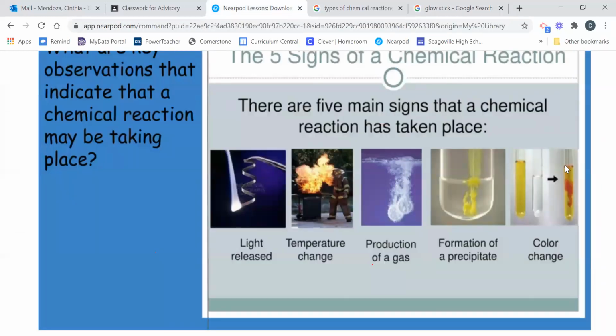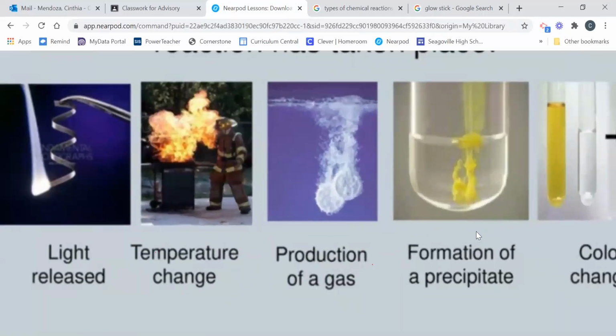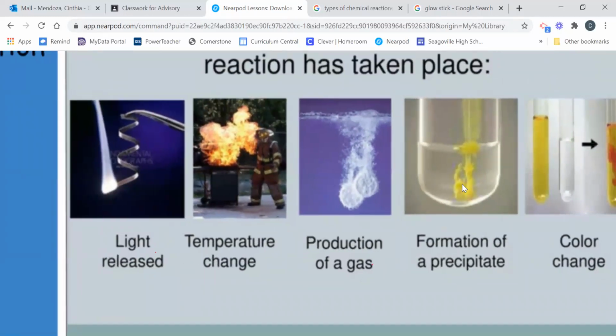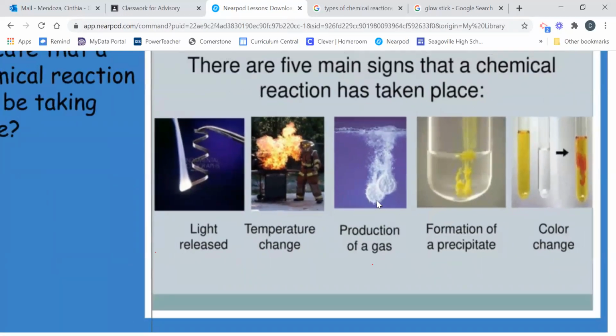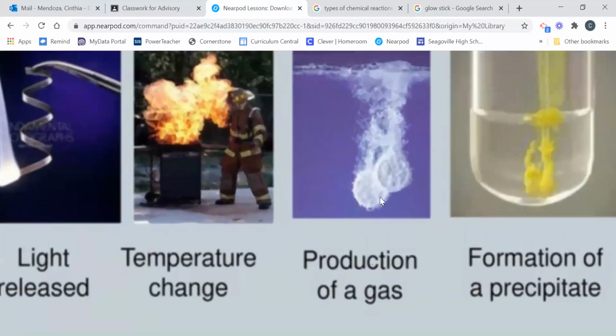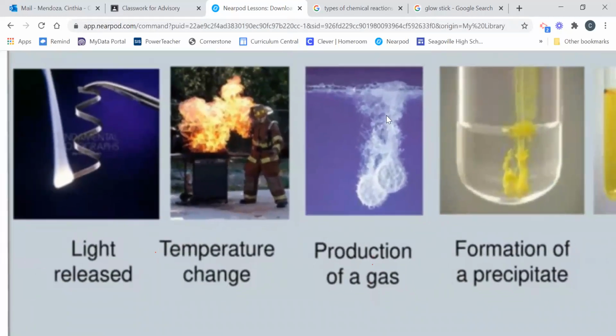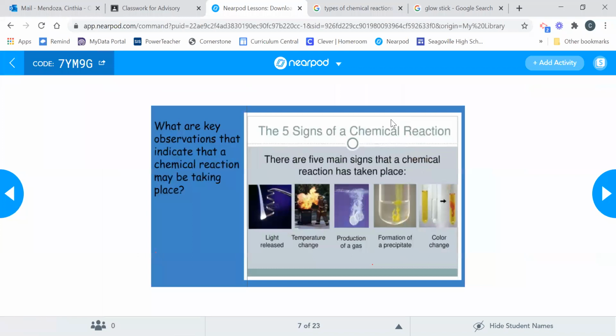And then color change, obviously. If you burn something or you cook something, the color is going to change. And then formation of a precipitate, that just means that a solid was being formed. If we mix two chemicals together and a solid is being formed, that's a chemical change. Production of gas, like the Alka-Seltzer being put into the water, gas is being produced, that's a chemical change. So these are the signs that we know that a chemical reaction has taken place.